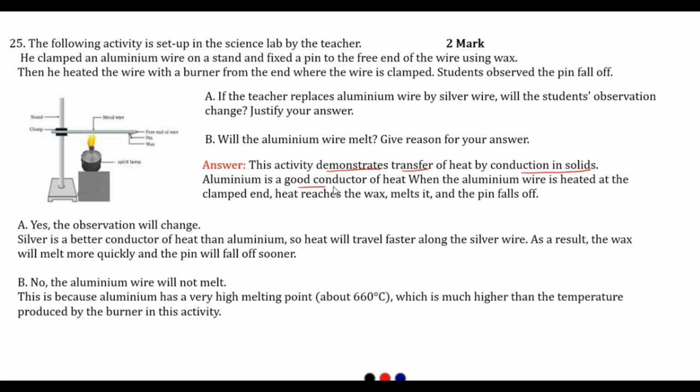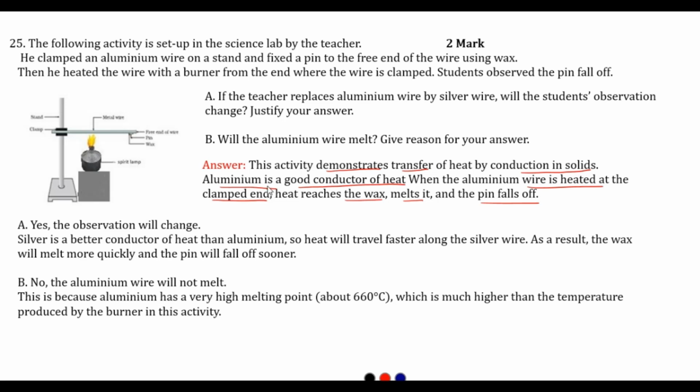Aluminium is a good conductor of heat. When the aluminium wire is heated at the clamped end, heat reaches the wax, melts it, and the pin falls off. See, it is very simple. As we all know, solids are good conductors of heat and electricity. So because of this reason, and in the solids, aluminium is a good conductor of heat.